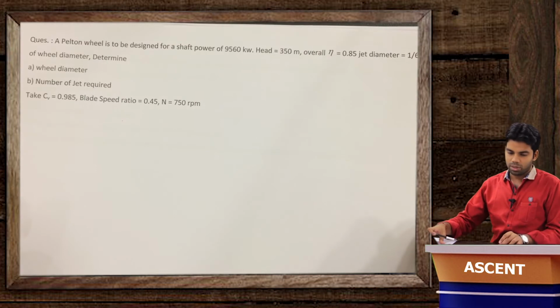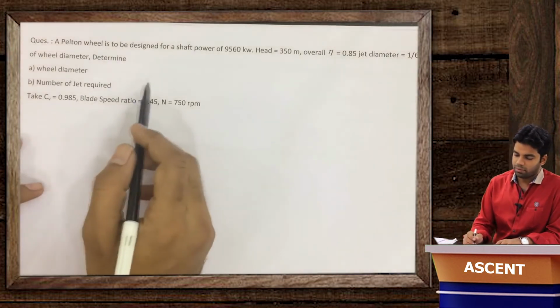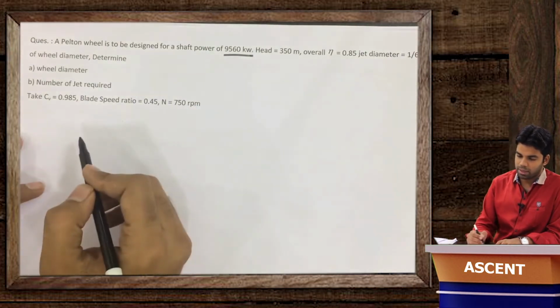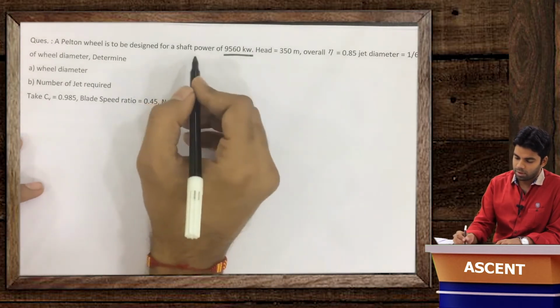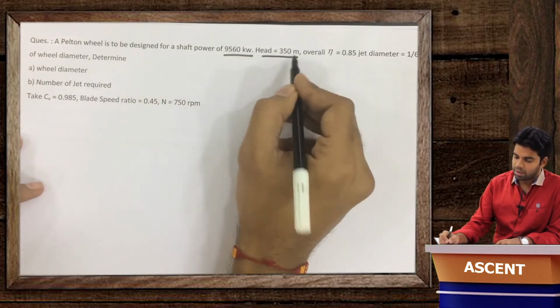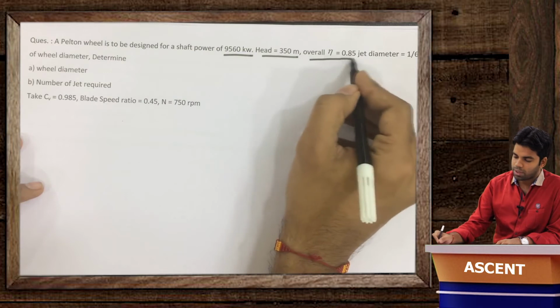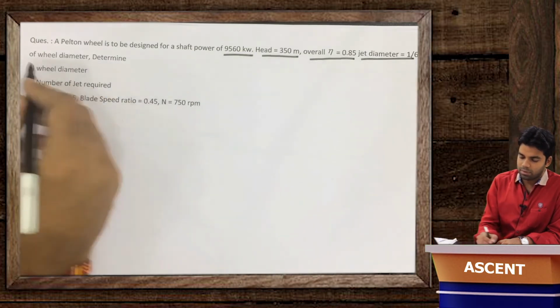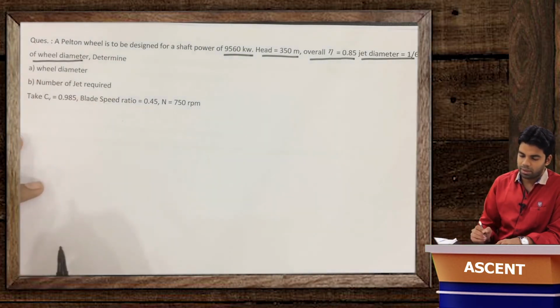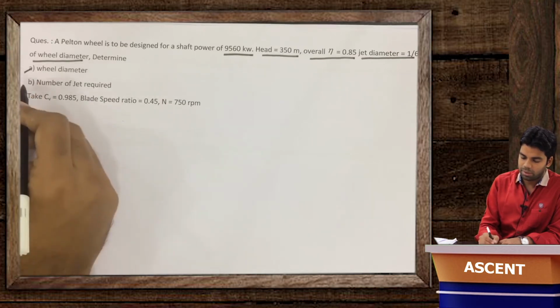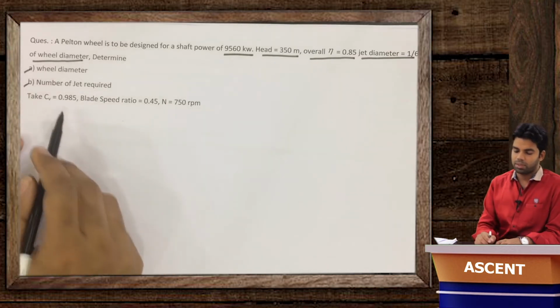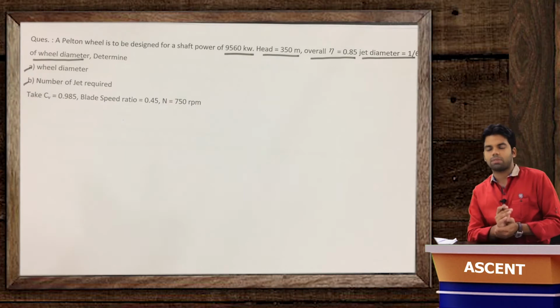Okay, next question says a Pelton wheel is to be designed for a shaft power of 9560 kilowatt. Shaft power is given. Head is given as 350 meter. Overall efficiency is given. Jet diameter is given as 1/6 of the wheel diameter. We have to determine first the wheel diameter, then the number of jets required. CV is given and blade speed ratio is given.